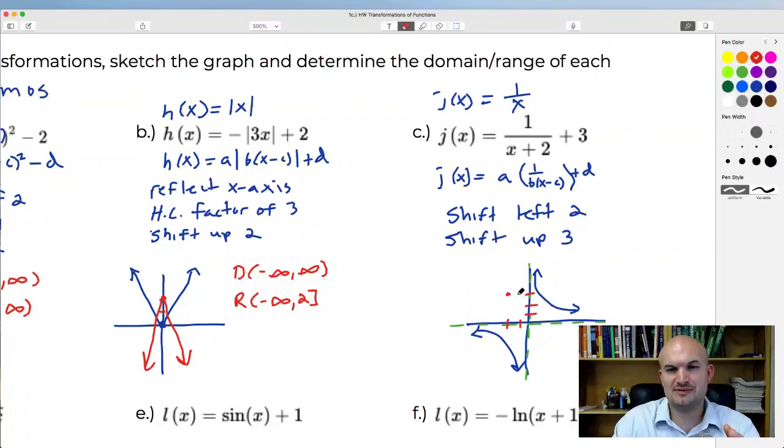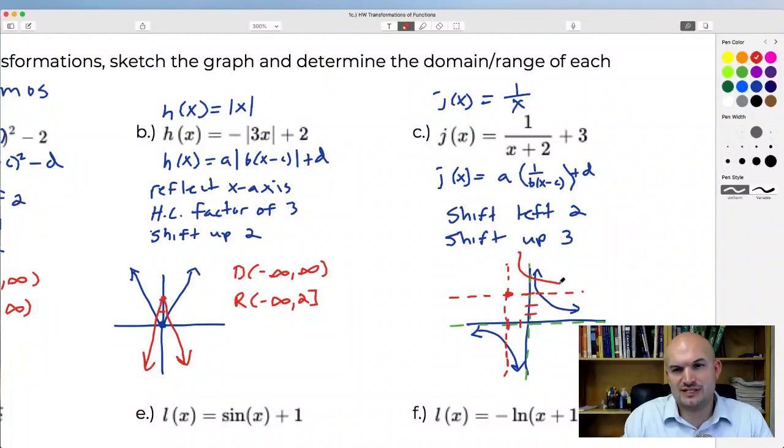So what I'm going to do is I'm just going to redraw these asymptotes because the vertical asymptote got shifted left 2 and the horizontal asymptote got shifted up 3. And then I'm just going to re-sketch my graph. Not going to be perfect or pretty.